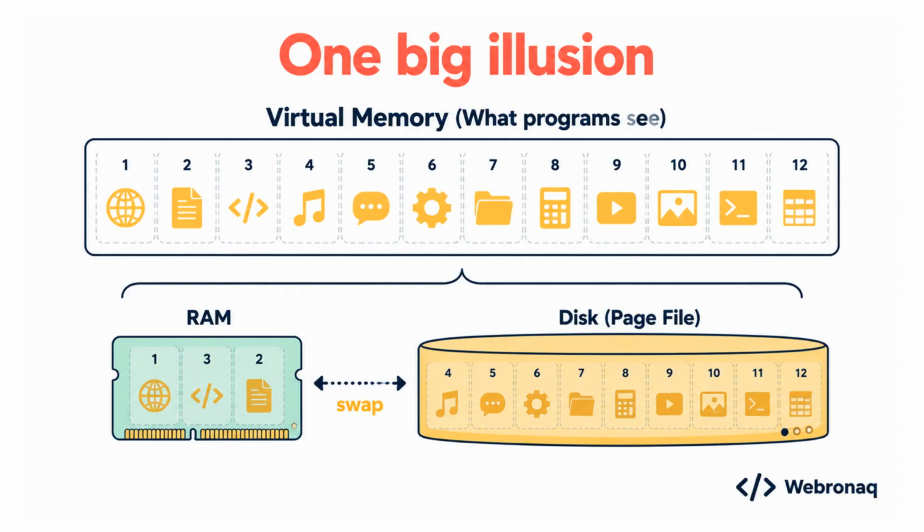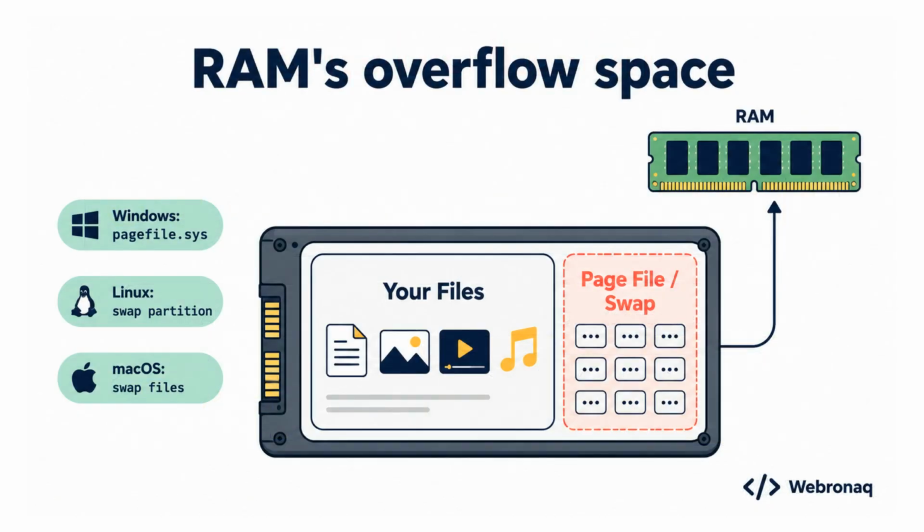So from the program's point of view, it has all the memory it needs. From the hardware's point of view, RAM never overflows. The OS is the magician in the middle, juggling things back and forth. Let's look at where this magic actually lives on your disk. So where does this overflow actually live?